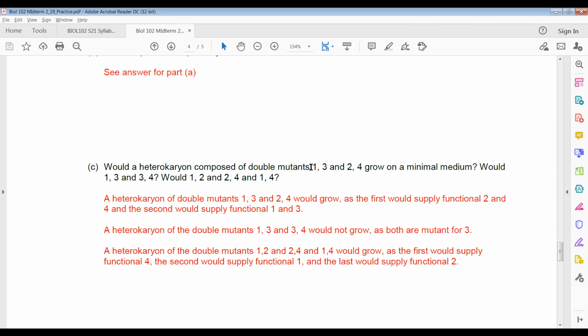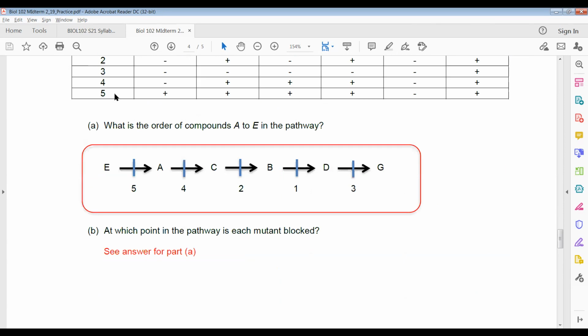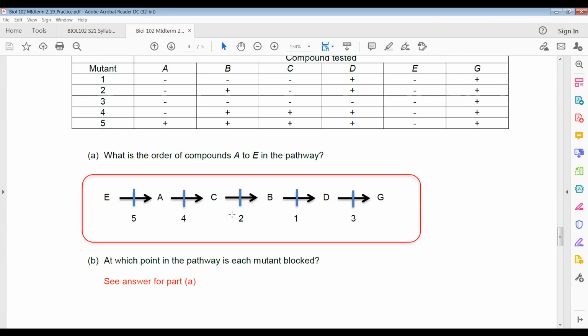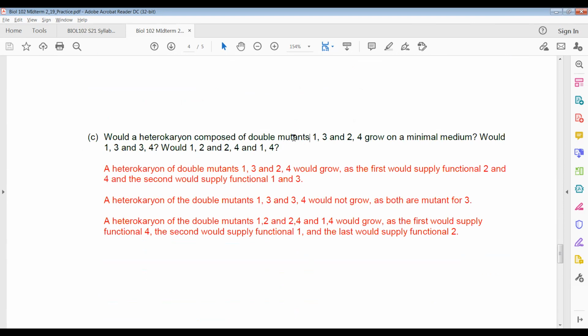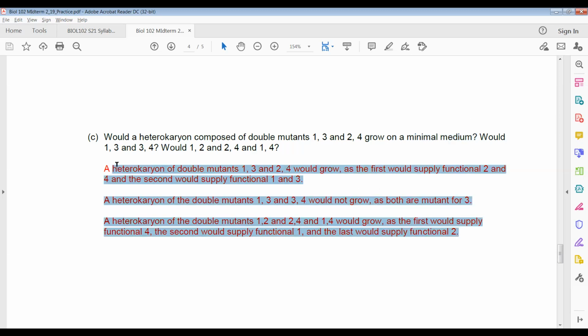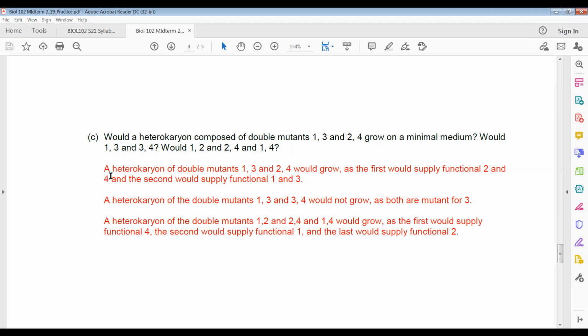For different mutants, first you need to figure out for each mutant which gene has something wrong, right? And then if we fuse different mutants to form some heterokaryon, which one can grow on the minimum medium, which one cannot? So this is another important topic we want to cover in the second midterm.